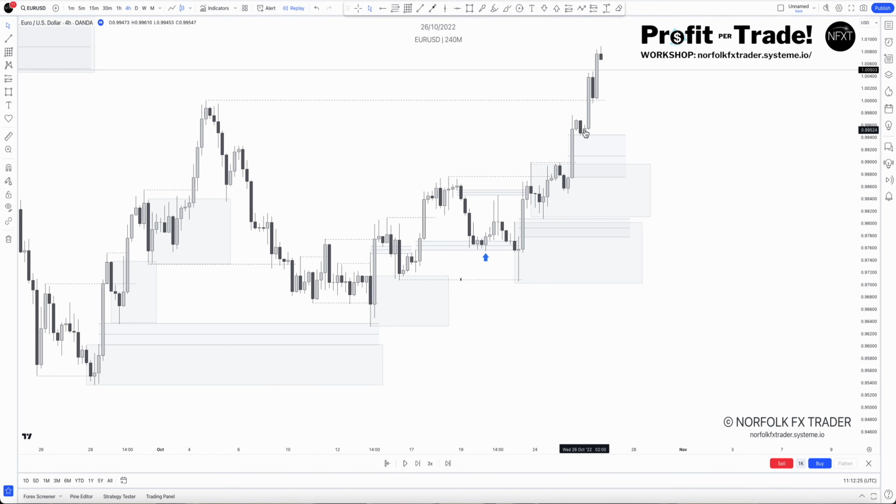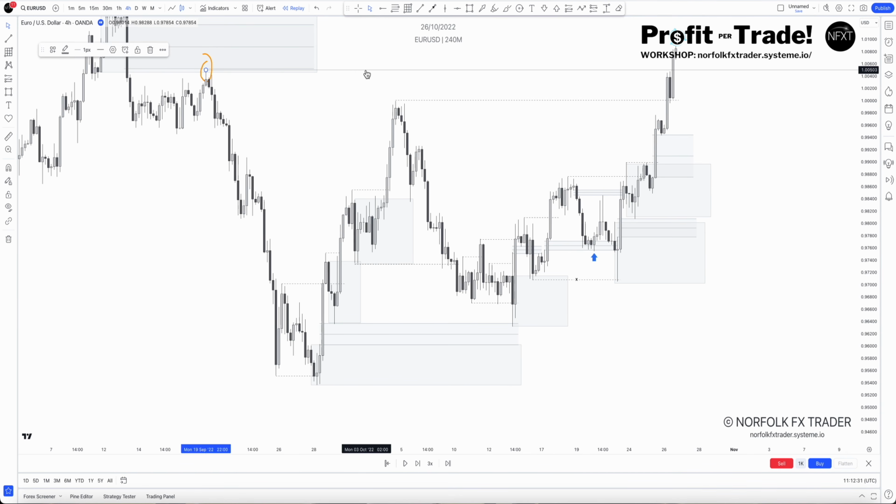Okay, so we didn't need to. We just held and we pushed through. So we removed that and went for what? The next level here, where we said, all the way back from here, we knew the market potentially would take that high.